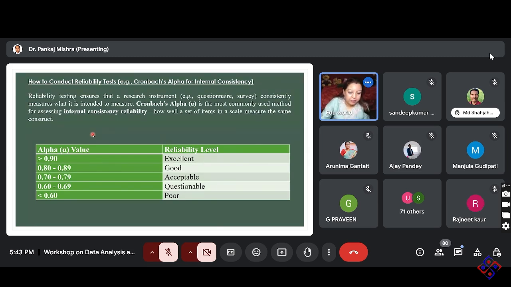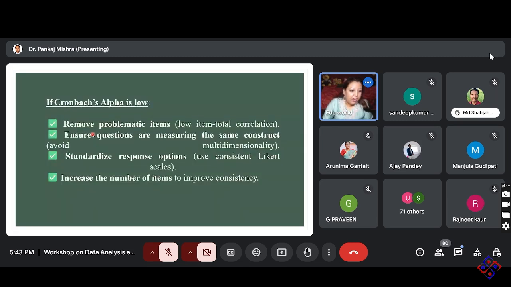Okay, next one. If Cronbach alpha is below 0.60, what should we do? Remove the problematic items. When we have tested with the help of SPSS and found that the value of Cronbach alpha is below 0.60, then we have to remove those items. Ensure questions are measuring the same construct. When we are measuring the construct and we see that an item is not matching the construct, then obviously we have to avoid those items.